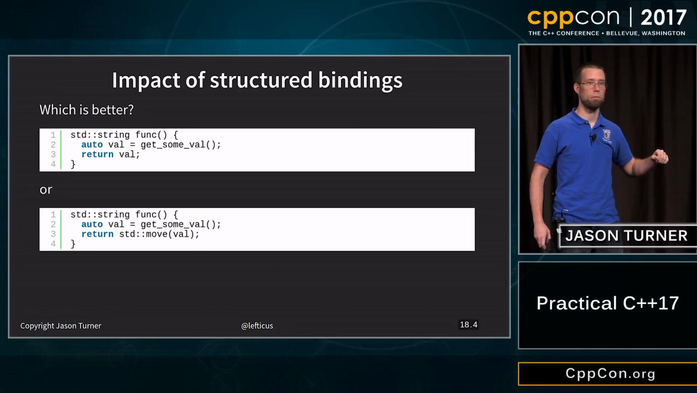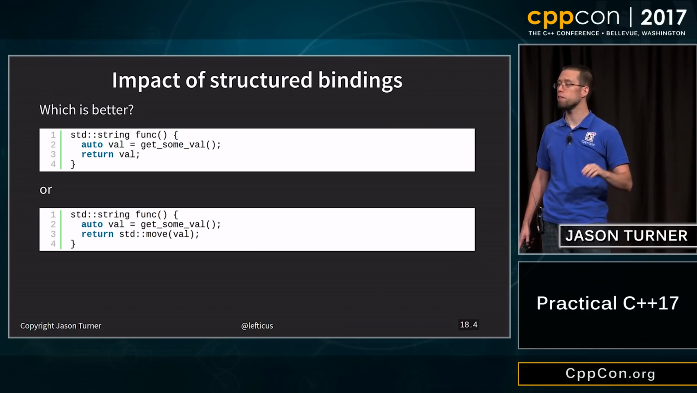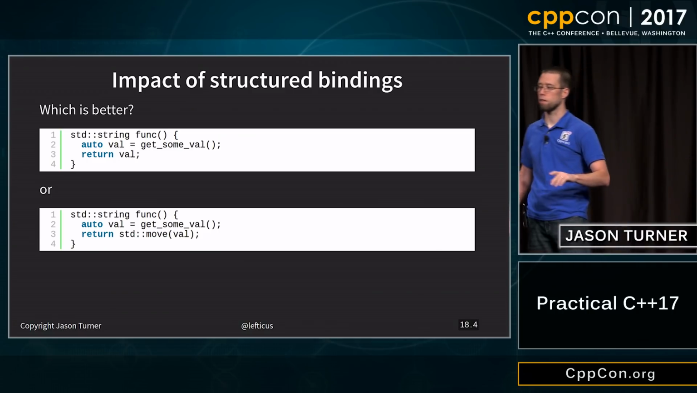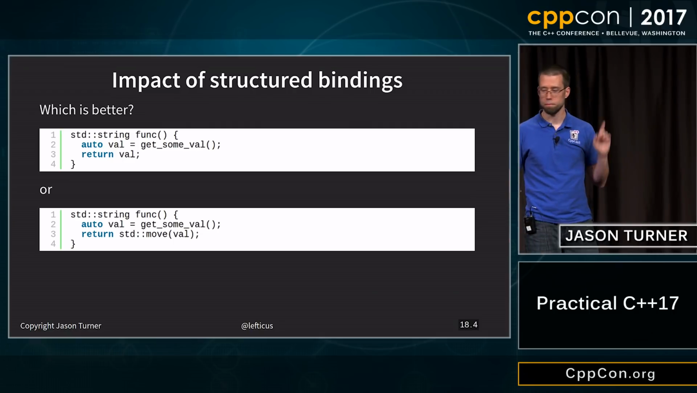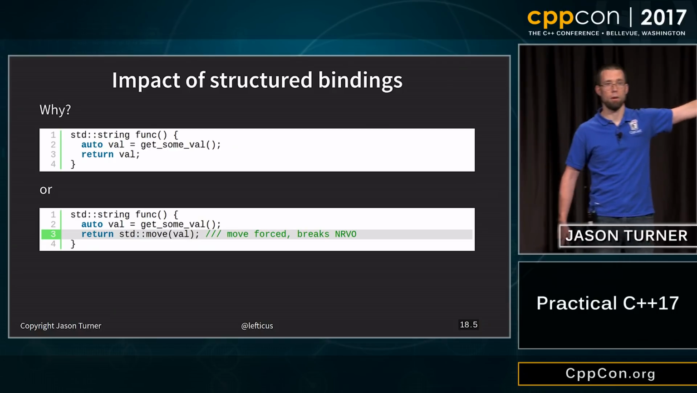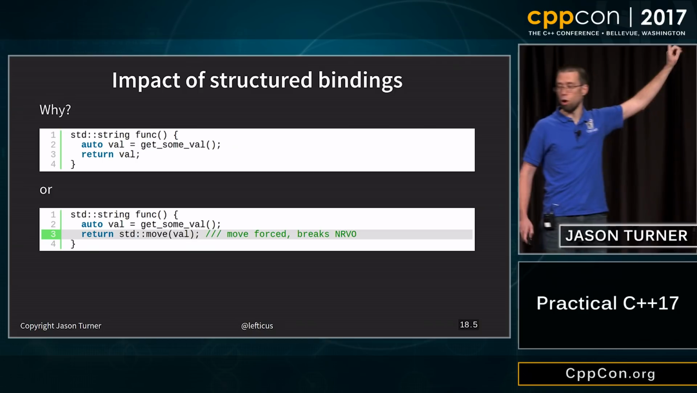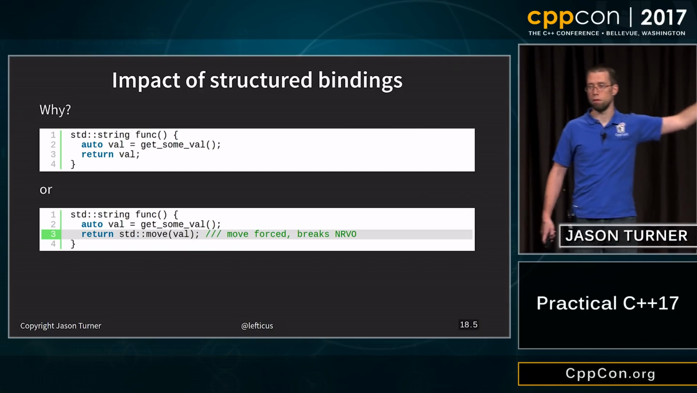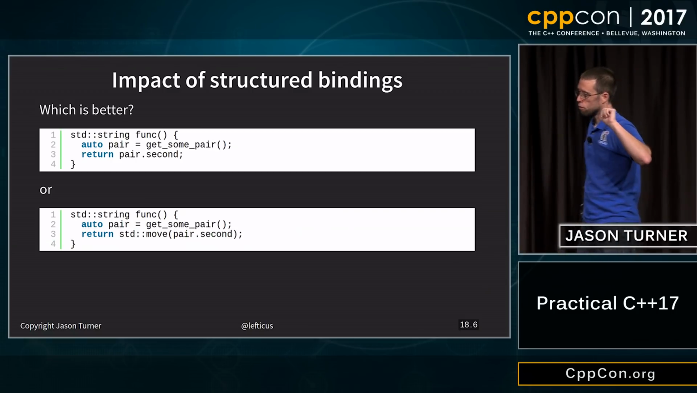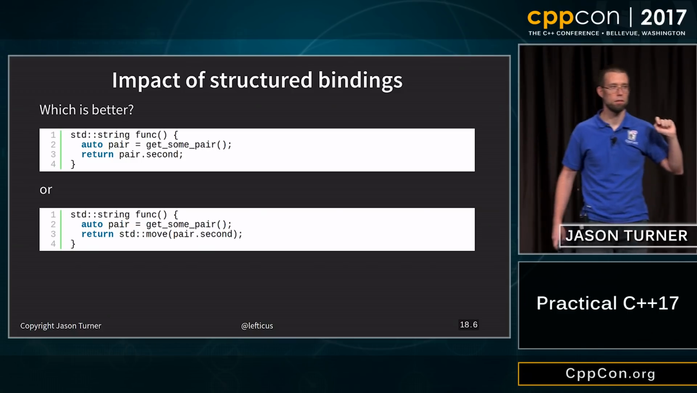I'm getting more and more people raising their hands. OK, who thinks the second one is better? I'm only getting like 3 hands. The reason is that we are forcing a move instead of letting the compiler do a return value optimization here. So we don't want to return by move. So who thinks the first one in this example is better?